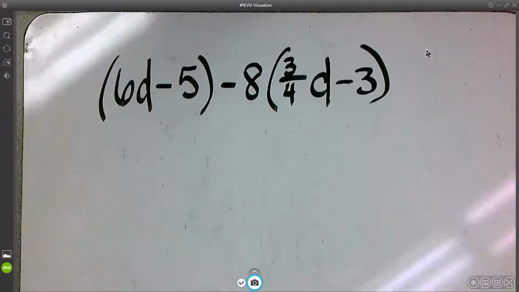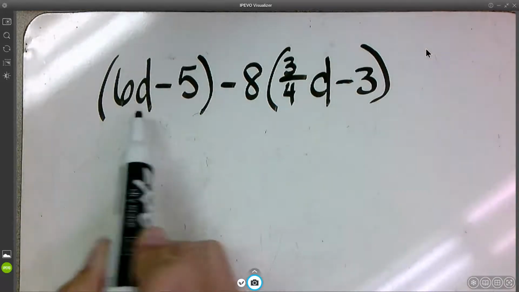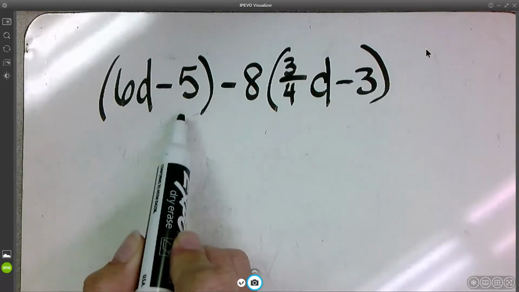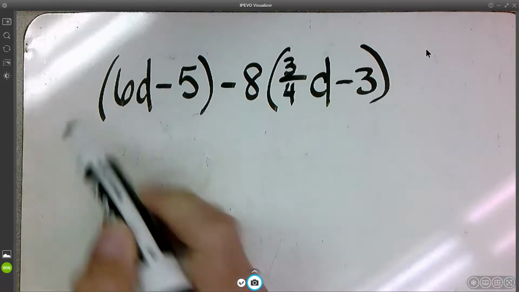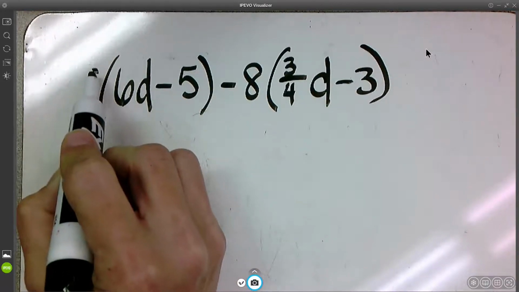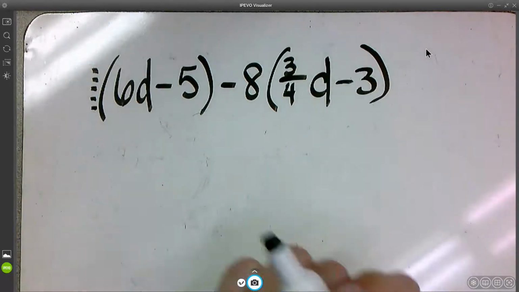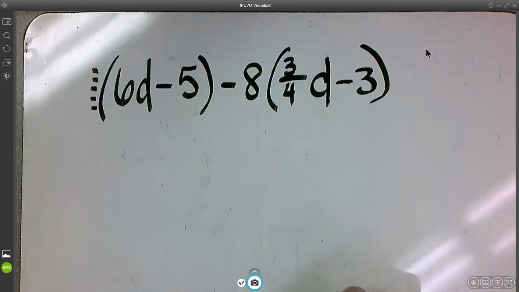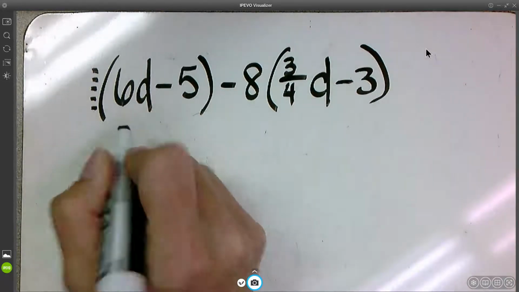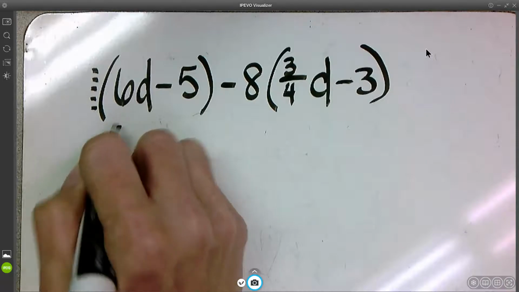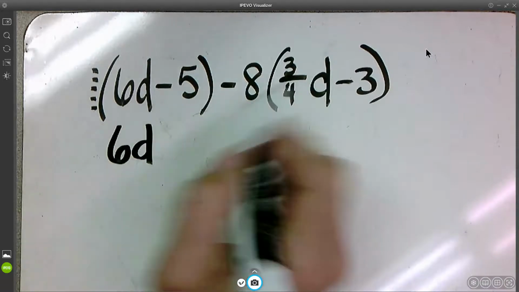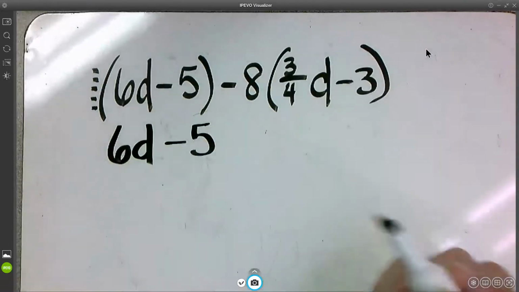On example 3b, we have this problem here. And when I look here, these guys are locked inside these parentheses. And the only way to get rid of them is to distribute an invisible 1, which is out in front of it. Multiplying anything by 1 changes nothing. So I could just literally remove these parentheses here because nothing's happening. There's nothing out in front. So I end up with 6d minus 5.